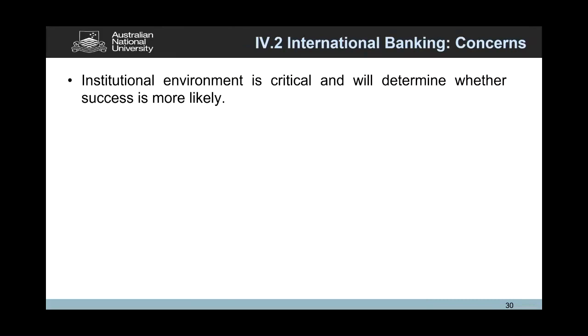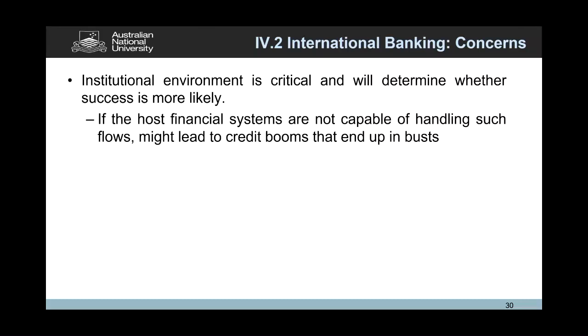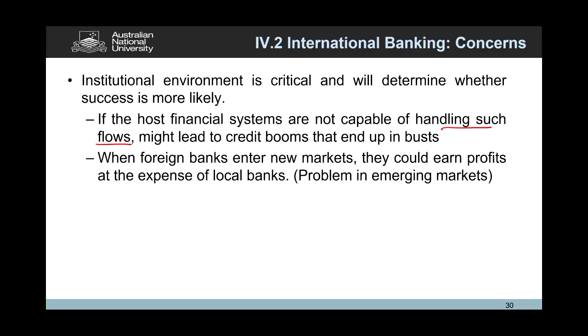Okay, so in this case, the institutional environment is critical and determines whether or not we are able to realize the benefits that we have talked about. And that depends on whether the host financial system is able to handle such capital flows. Otherwise, it might lead to credit booms and busts, as we saw in many of the emerging market countries. And it would be a problem if foreign banks enter new markets and earn profits at the expense of local banks. And this is a really big problem in emerging markets.